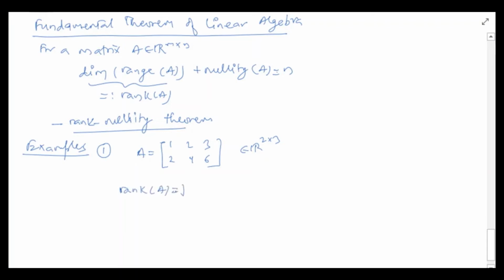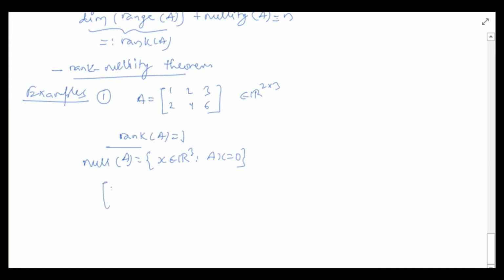Now we will investigate the nullity of A. Towards that, let's write what the null space of A is. The null space of A is the set of x in R^3 such that Ax equals 0. It can be easily checked that the vector (2, -1, 0) is in the null space of A. Why? We can verify that A times this vector equals the 0 vector.